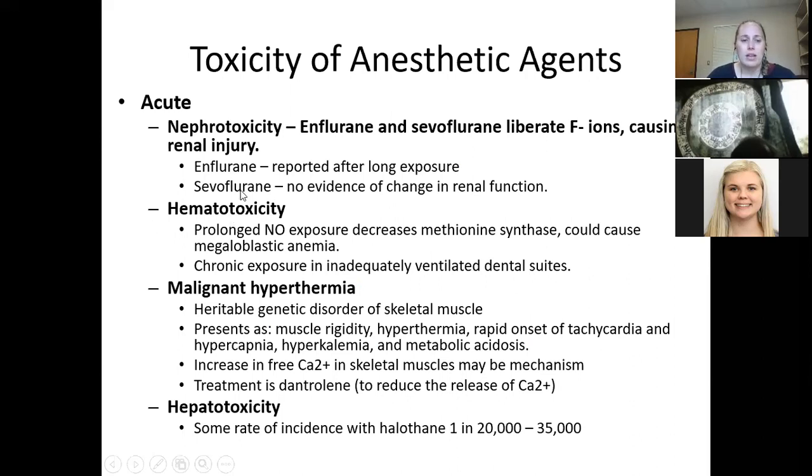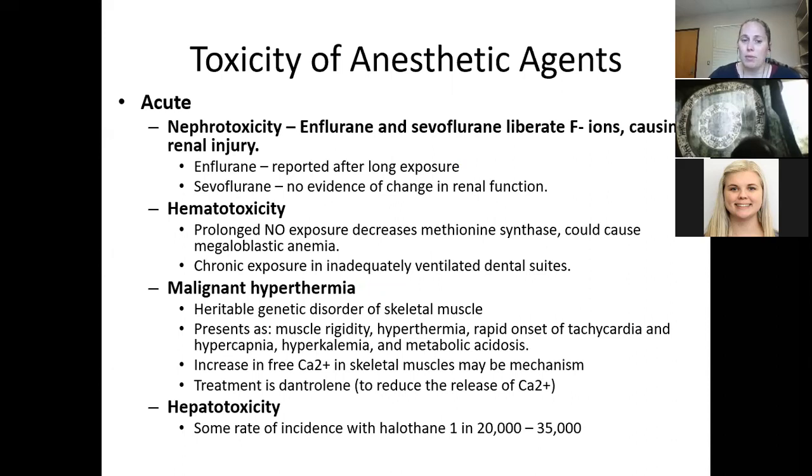For hematotoxicity, prolonged nitrous oxide exposure decreases methionine synthase, which could cause megaloblastic anemia. This is a concern for people who are consistently and chronically exposed to nitrous oxide. So the example that's given in the text is individuals who work in poorly ventilated dental suites.